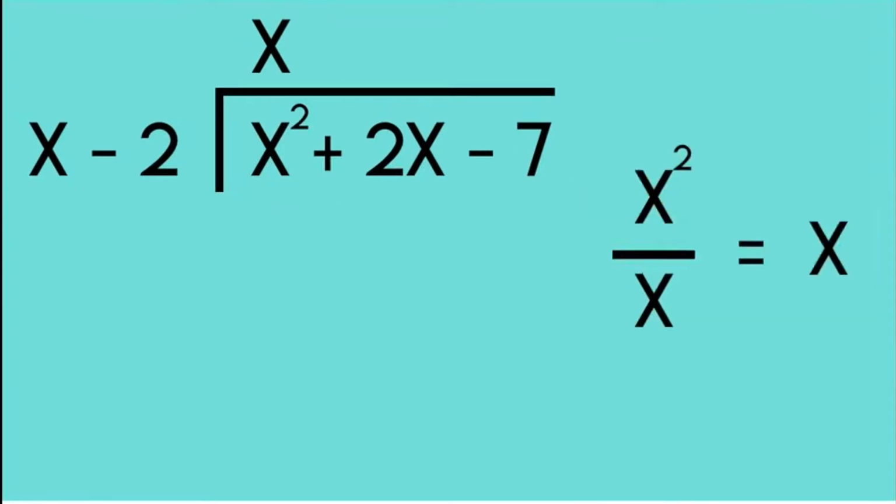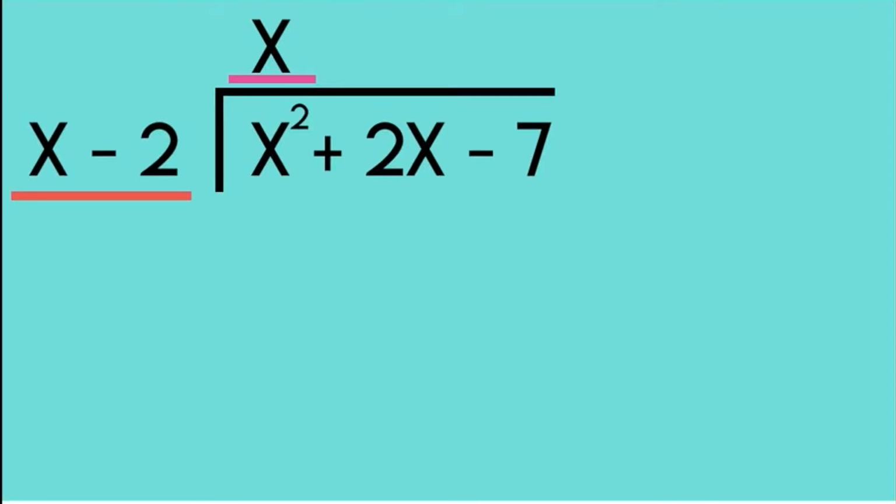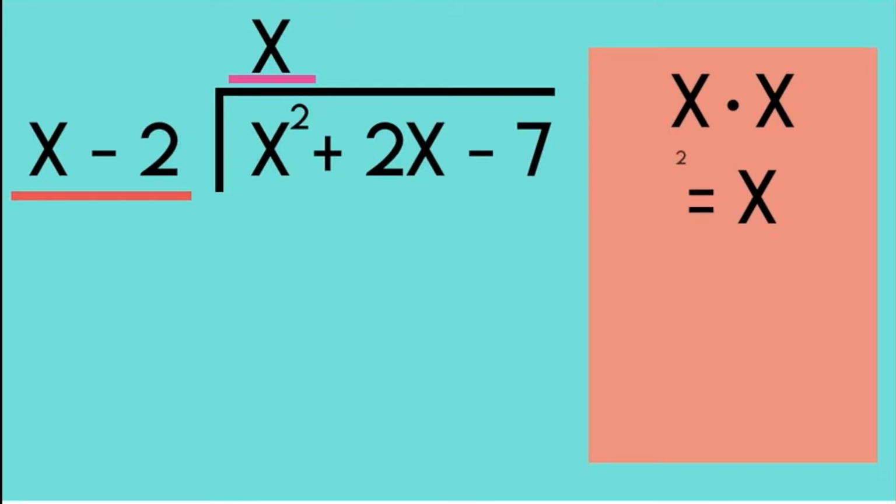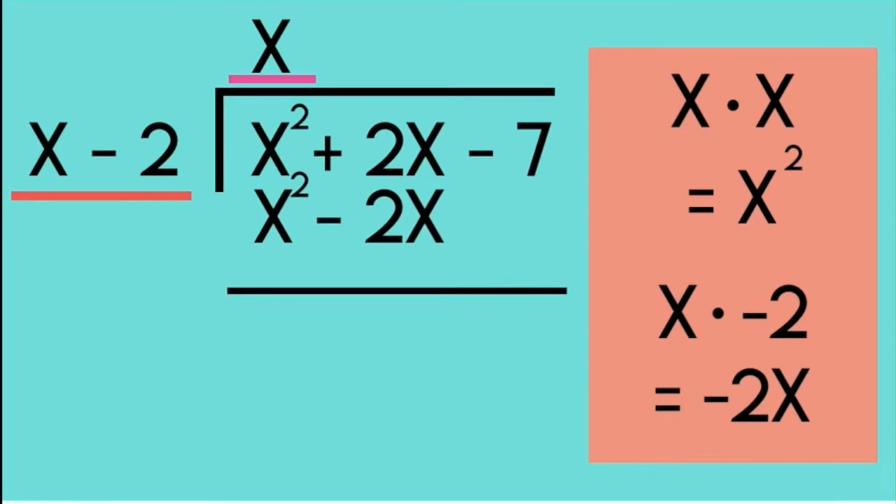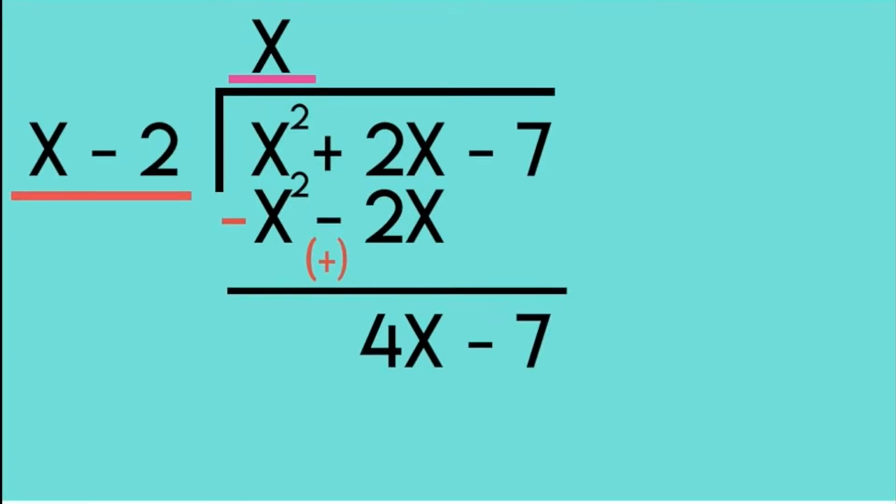Next, you multiply the quotient, which is x, to both terms of the divisor, which are x and negative 2. That will give you x squared and negative 2x. Third, we should align the like terms and subtract them. Then that will cancel out x squared, leaving us with 4x. Fourth, bring down negative 7.